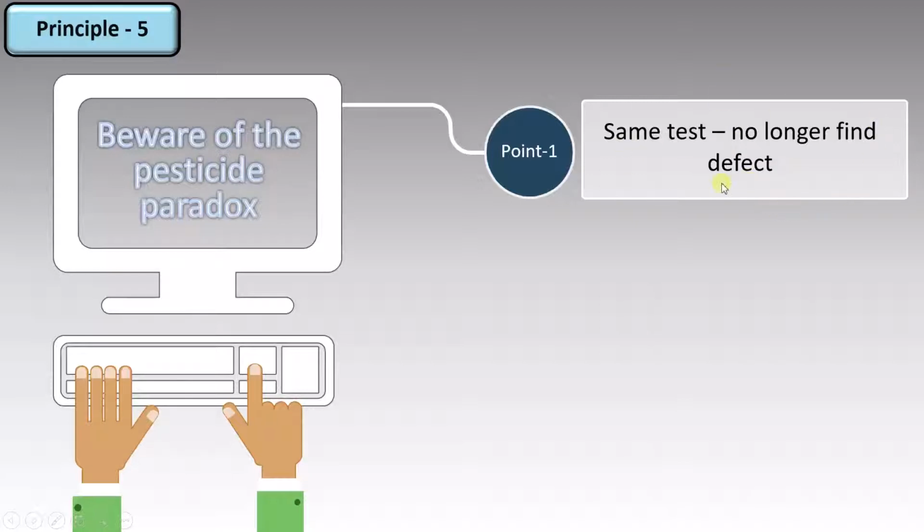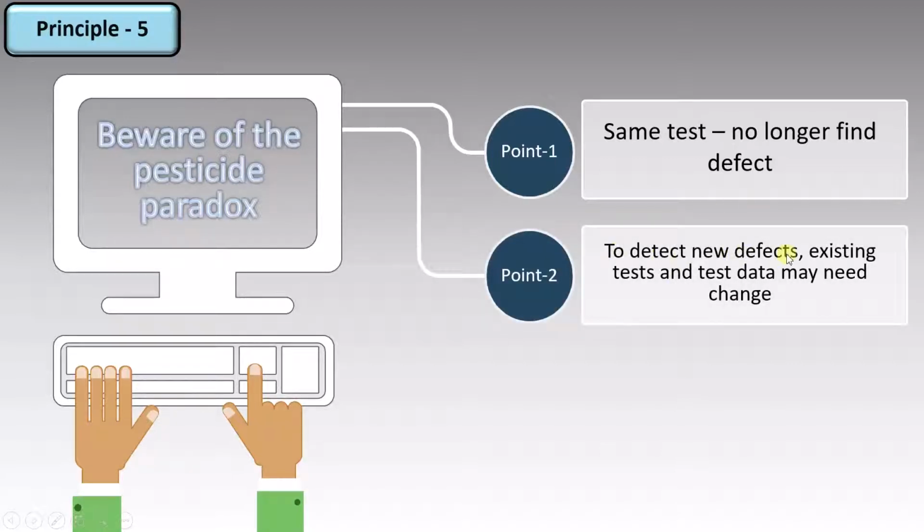During testing, if you have already found a defect in a code, then it is unlikely that you will find a defect again. Unless there is a big change in the code, you will find no more errors, since you already found one and corrected it. So then what do we do? Point 2. To detect new defects, existing tests and test data may need to change.